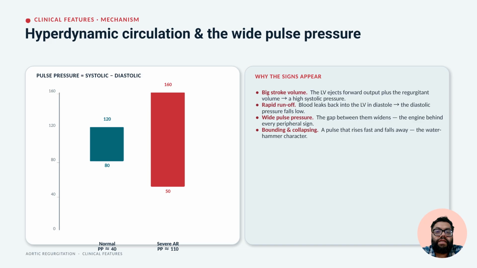That single widened gap is the hydraulic engine behind the bounding, collapsing water hammer pulse and all the eponyms we are about to meet. Teach it as cause and effect: high systolic from a big stroke volume, low diastolic from rapid runoff, and a pulse that leaps up and drops away. Understand the number, and you never have to memorize the signs as a disconnected list again.